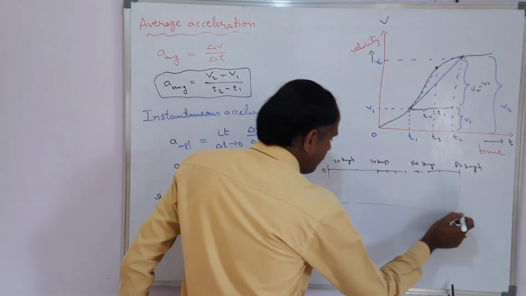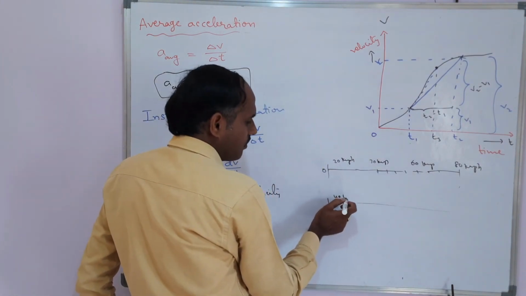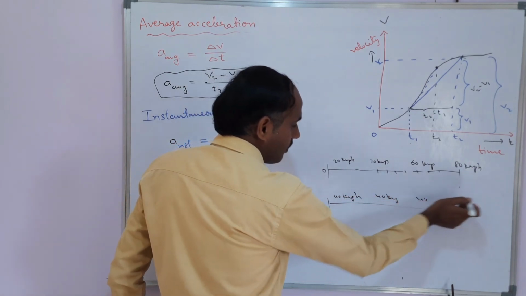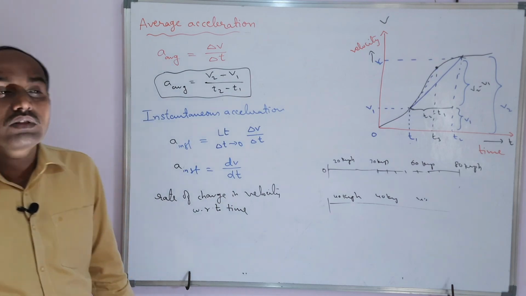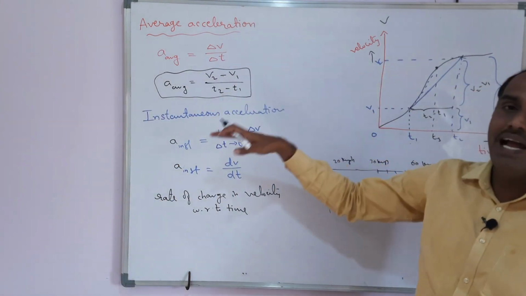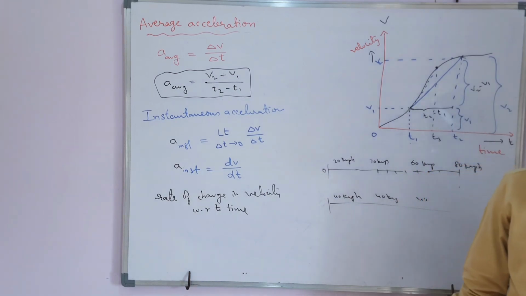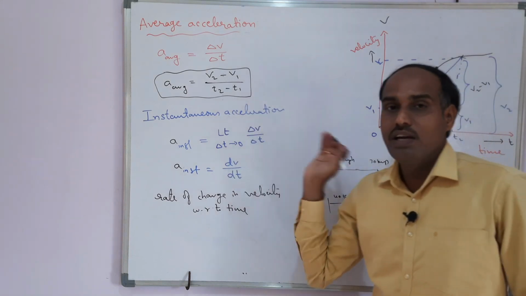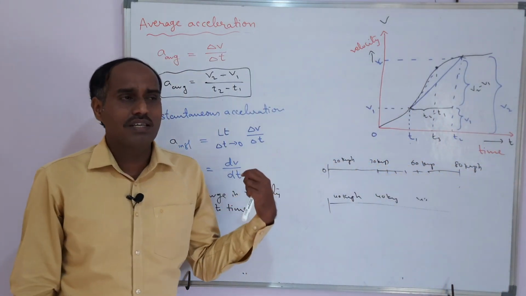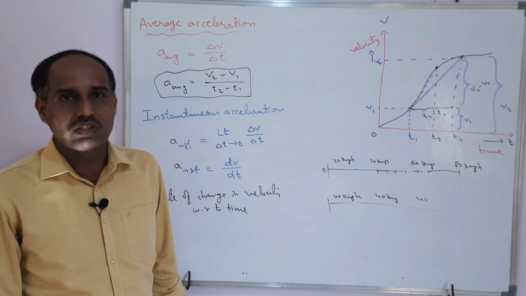And if you are moving everywhere at 40 km per hour, 40 km per hour, 40 km per hour, when the body is moving with a uniform velocity, then the average acceleration and instantaneous acceleration are the same. Only in the non-uniform motion of the body are these two different. That is the major difference between average acceleration and instantaneous acceleration.